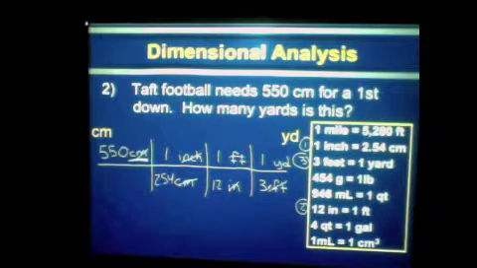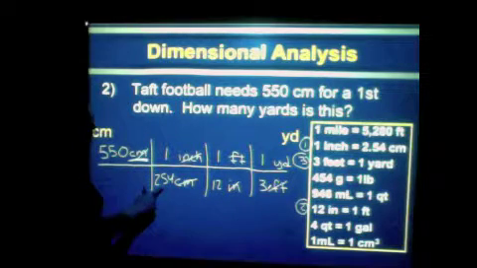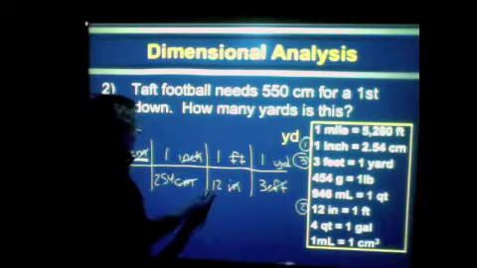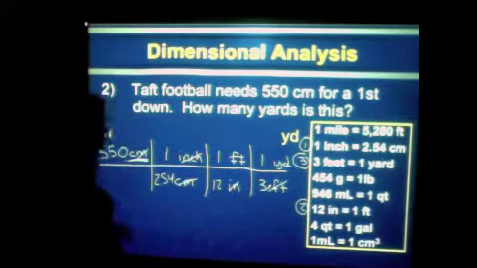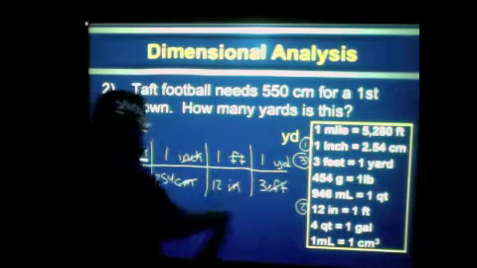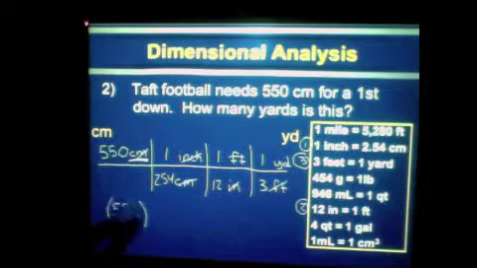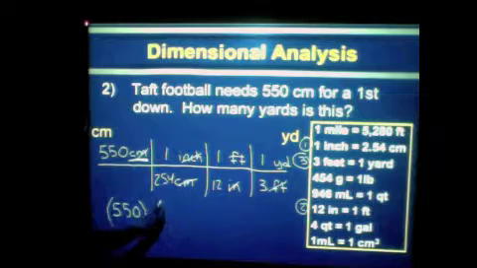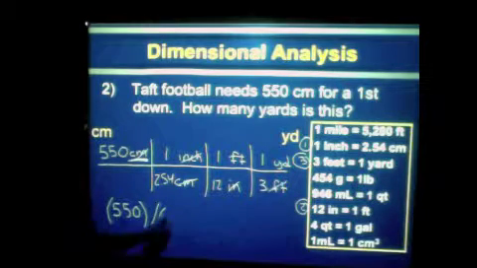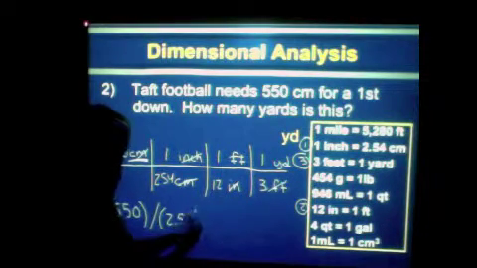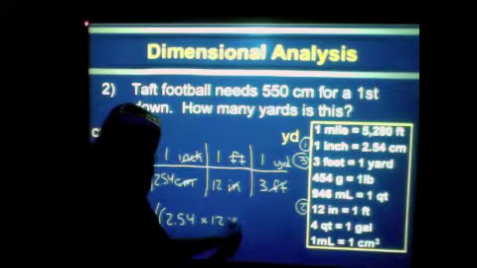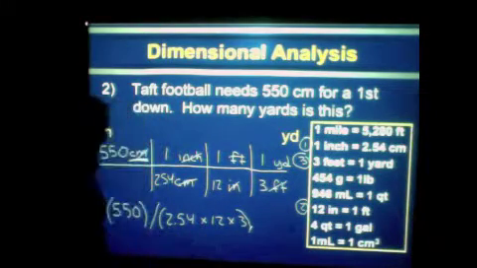Now there's 2 ways you can plug this in the calculator. You can do 550, divide it by 2.54, divide it by 12, divide it by 3. Because remember, you multiply the top and then divide by the bottom. Or if you want to plug it all in the calculator at the same time, you need to plug it in like this. So you're going to do 550 times 1 times 1 times 1, that doesn't matter. Divide it by parentheses 2.54 times 12 times 3, close parentheses.